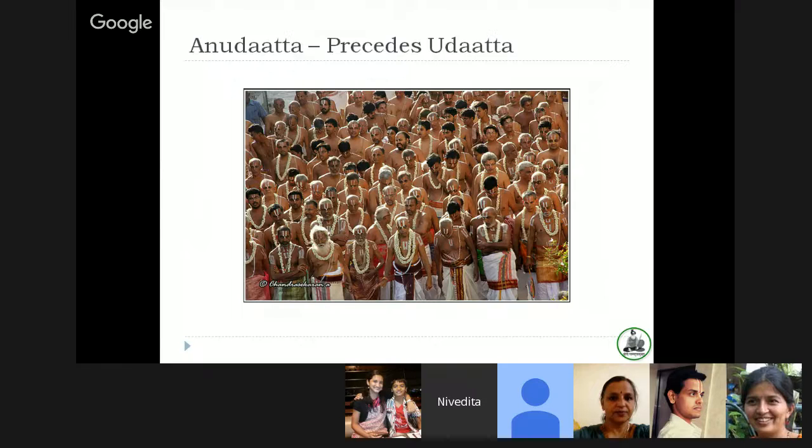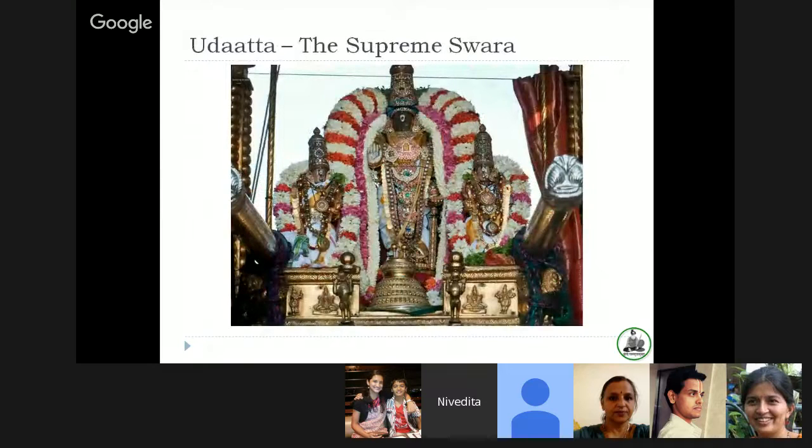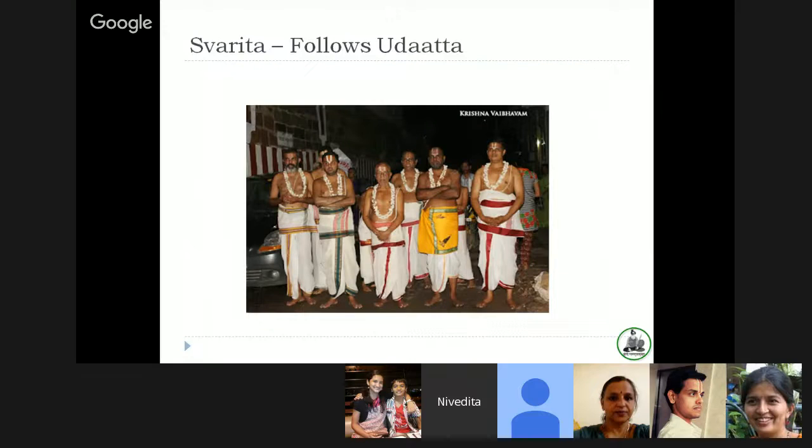And so to indicate udatta, a group precedes. So we are able to identify them, and by looking at them, we can say that the next one that is going to come is the udatta. Udatta is the main swara. It is the supreme. It doesn't require any marking or identification, but we can still make out that it is the main swara. And we have the next group chanting the Vedas that follow the udatta, the main deity, and this is called swarita. So they have an identification.